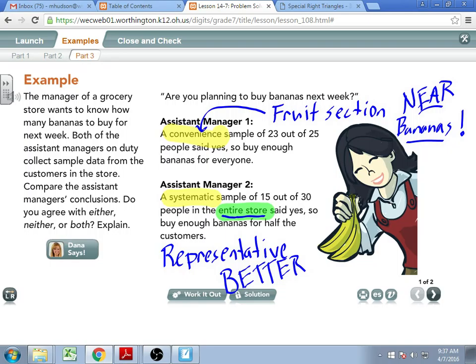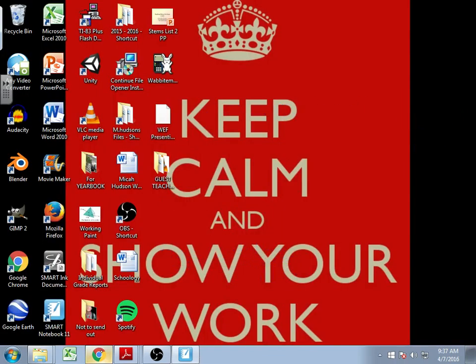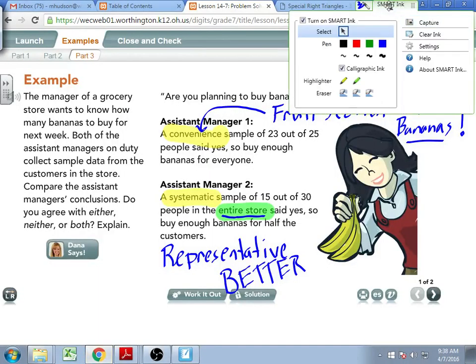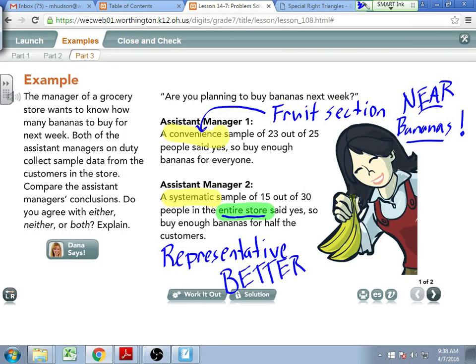Yeah, we should. Yes. So now, assistant manager 3 comes into play, the new manager on the shift. And they say, you know what? I've got a different method. I'm going to use a simple random sample.